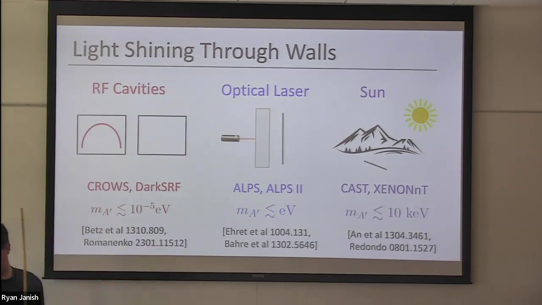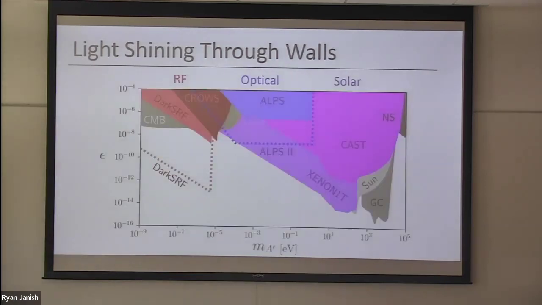Those give you very strong bounds that go all the way up to masses corresponding to the temperature of the sun. When people talk about this for axions, they don't really talk about it as light shining through walls, because the production is a pre-metal process. For hidden photons it really is the same thing, because it's mixing, whereas for the axion it's kind of different because of the production.